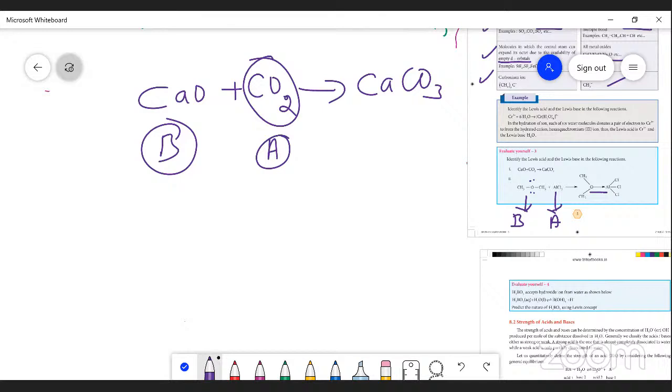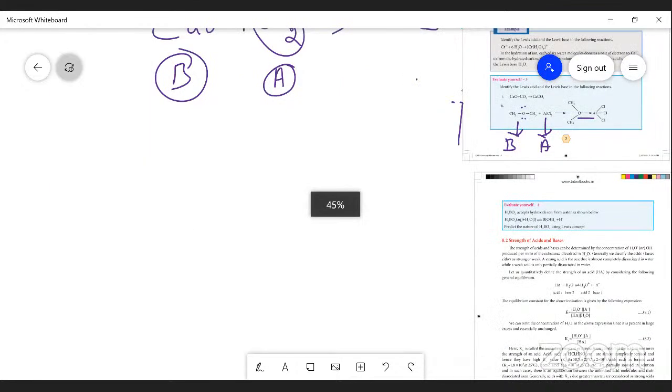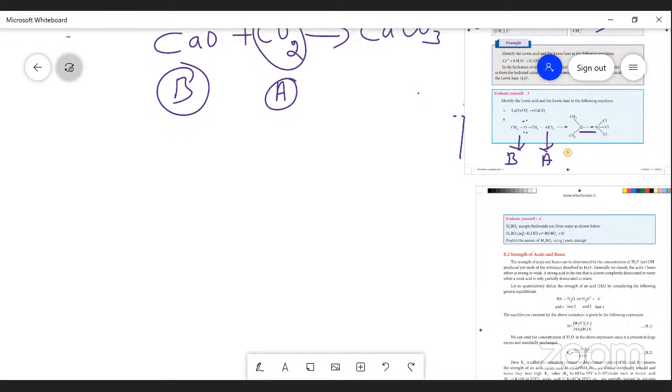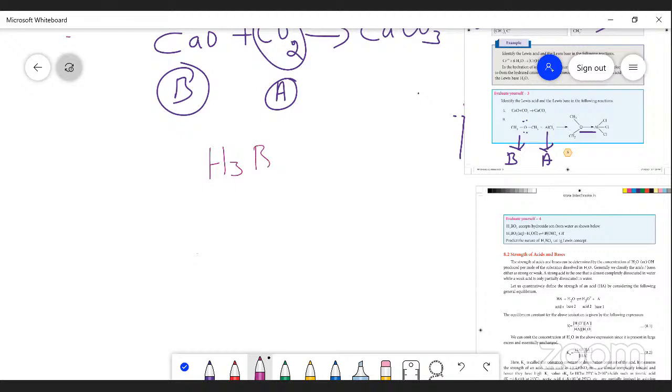Then the next question, evaluate 4. What is given in evaluate 4? H3BO3. So boric acid can be written like this, H3BO3. See, it is a very, very important reaction. When boric acid is treated with water, it accepts the hydroxide ion from water. See, it looks like this.